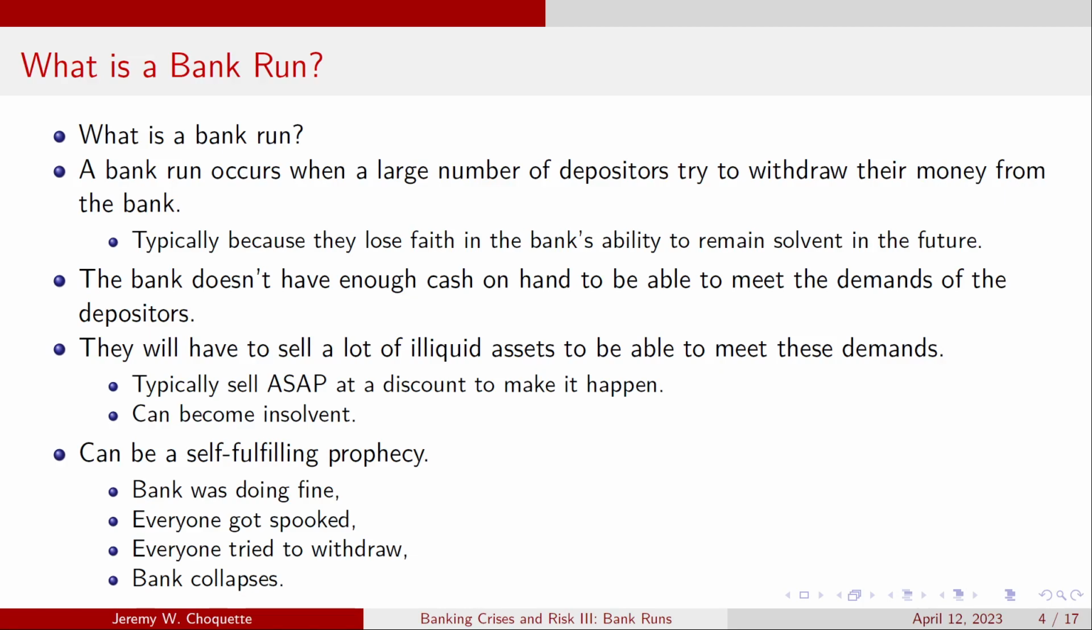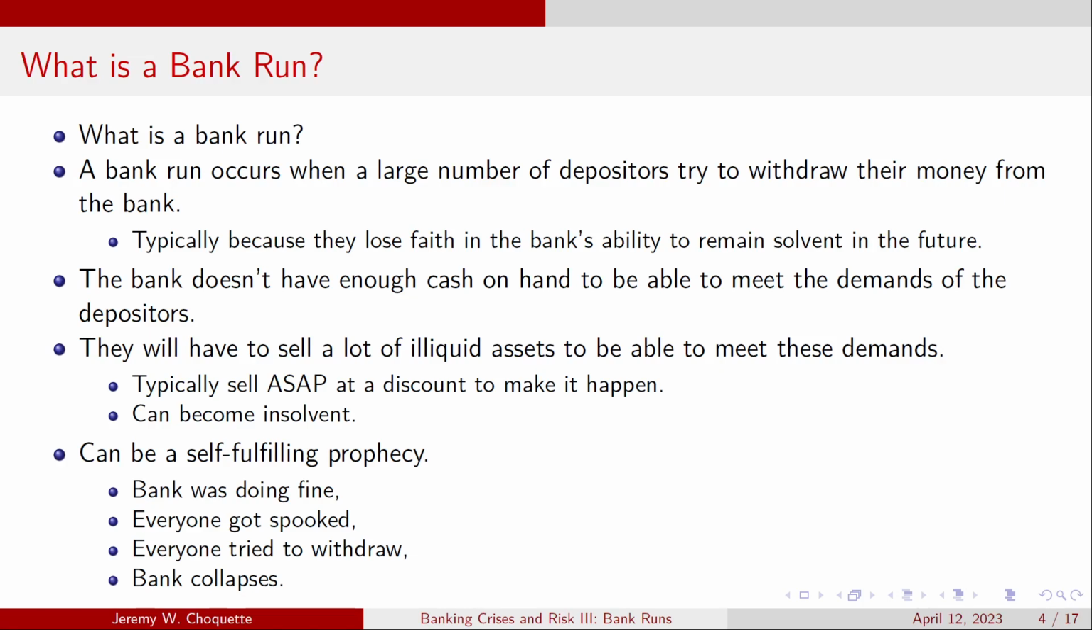Well, if that happens, these banks have to sell all of their illiquid assets. Then they become insolvent because they've now sold everything they had for less than what it was worth just to be able to get it now. Now, the issue here with a bank run is that it can become a self-fulfilling prophecy. Right? The bank could be absolutely fine. The bank could be solvent. But for some reason, everybody gets spooked and they all want to withdraw, and they can end up collapsing the bank.